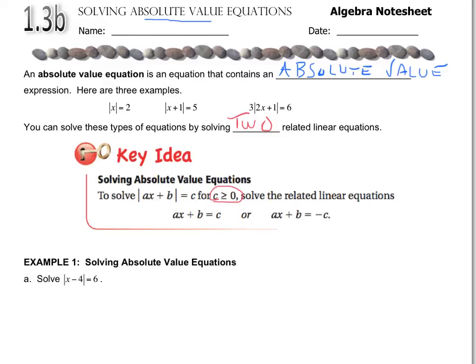So these are the two related equations that we're going to be creating. What I'm basically going to be doing is isolating the absolute value expression on any equation, and then setting it equal to the positive c or also the negative c and then solving from that point down. So let's just see how that works.